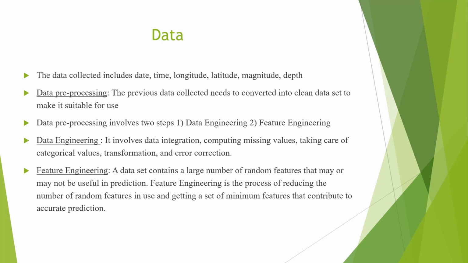as columns. After collecting data, the first step we need to do is data pre-processing. Data pre-processing is necessary because we need to convert the collected data into a clean dataset to make it suitable for use. Data pre-processing involves two steps, data engineering and feature engineering. Data engineering involves data integration, computing missing values, taking care of categorical values, transformation and error correction. Whereas in feature engineering, a dataset contains a large number of random features that may or may not be useful in prediction. Feature engineering is the process of reducing the number of random features in use and getting a set of minimum features that contribute to accurate prediction.